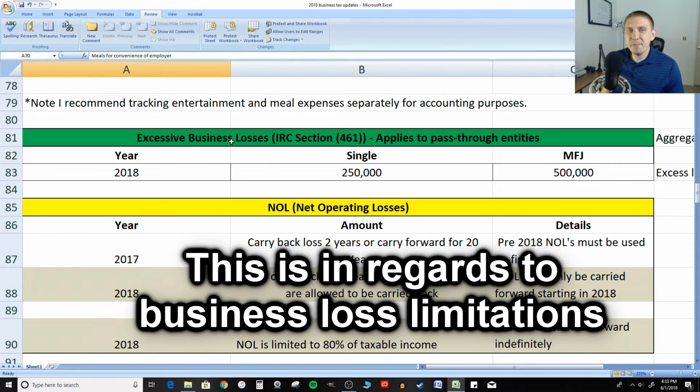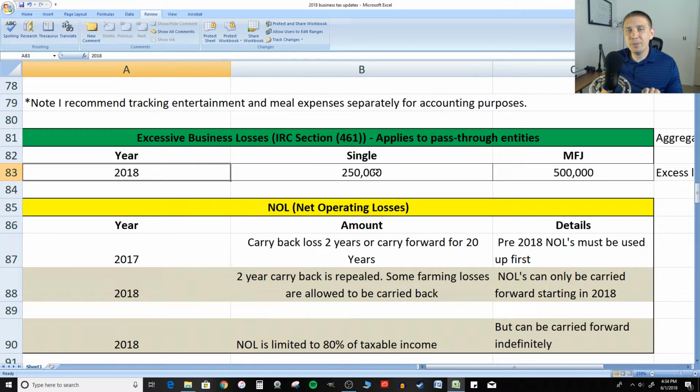Okay, now with excessive business losses, IRC section 461. This really applies to pass-through entities. So in 2018, there's going to be limits on how much of a loss you can deduct. For 2018, for a single individual, it's $250,000. For a married couple, it's $500,000 is the excessive business loss limitation.